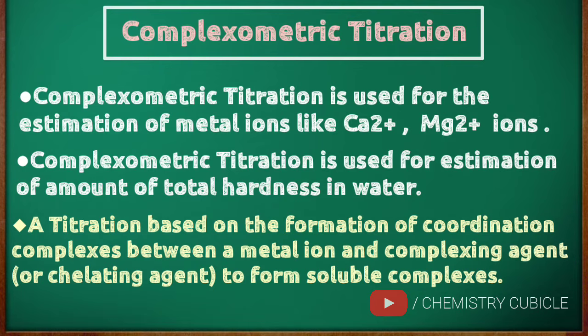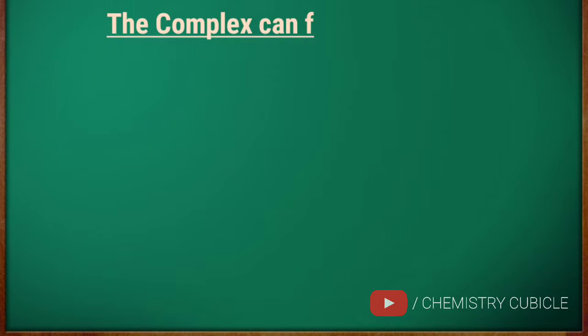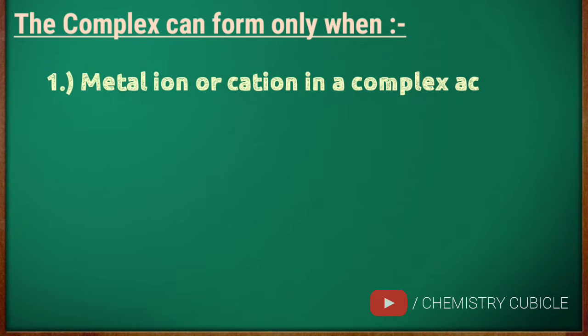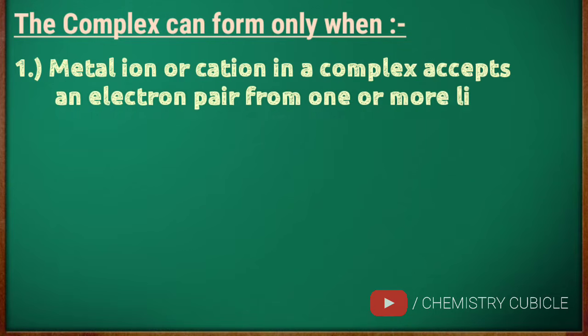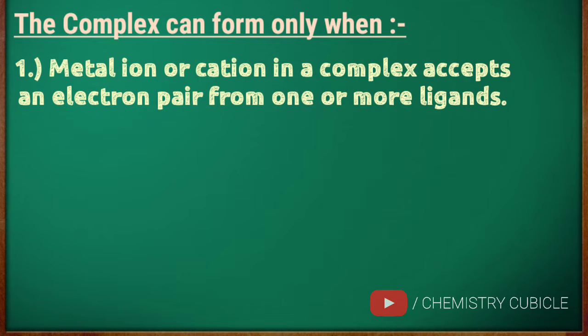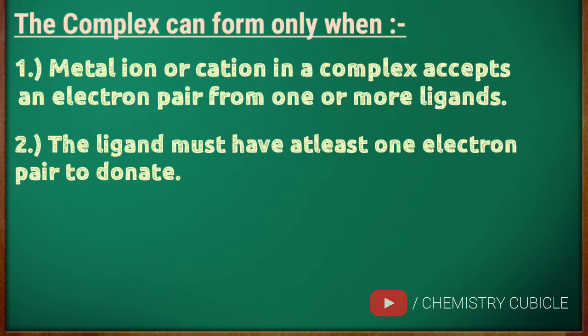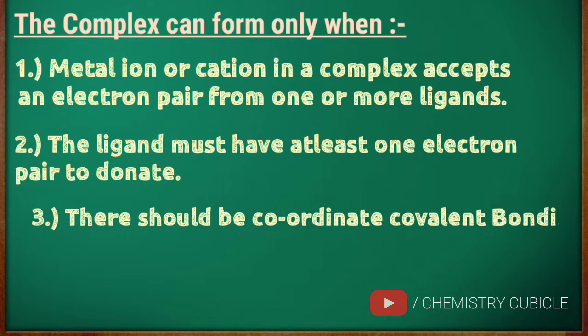Many metals form complexes with reagents that contain appropriate ligands. The complex can form only when the metal ion or cation accepts an electron pair from one or more ligands. The ligand must have at least one electron pair to donate. And lastly, there should be coordinate covalent bonding.